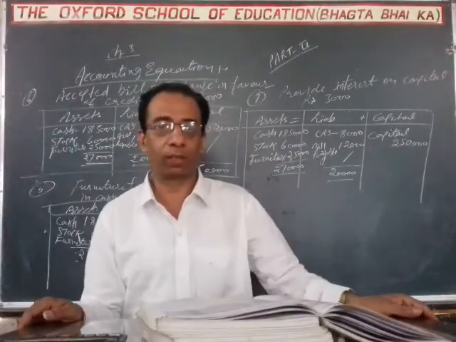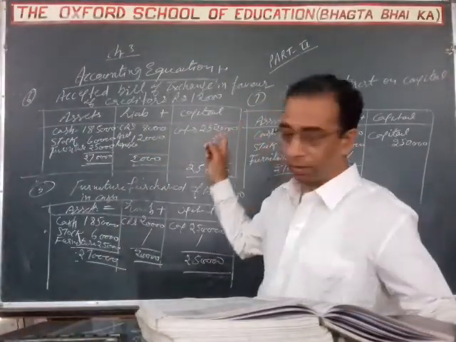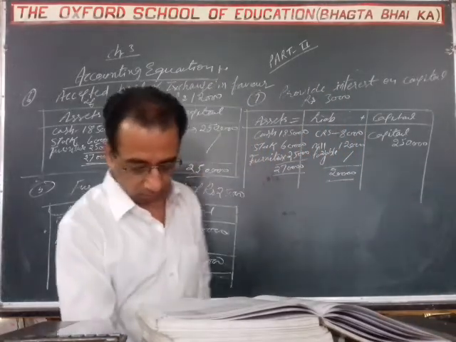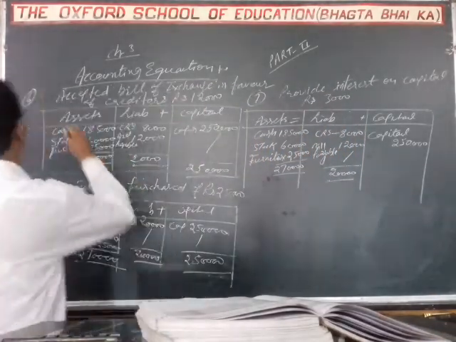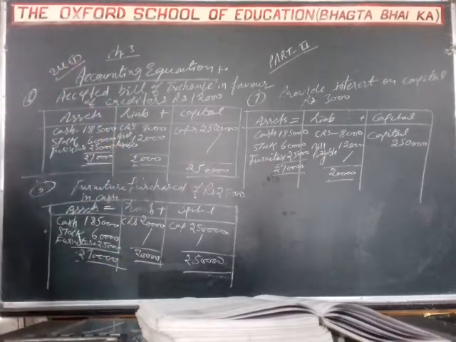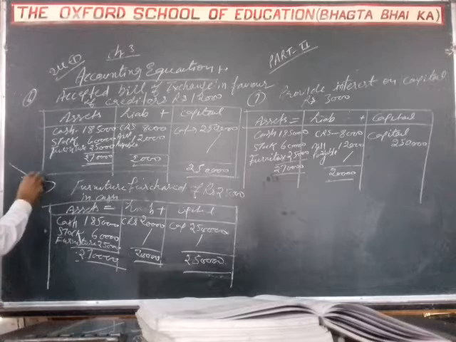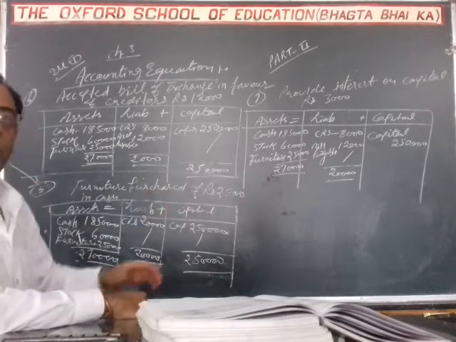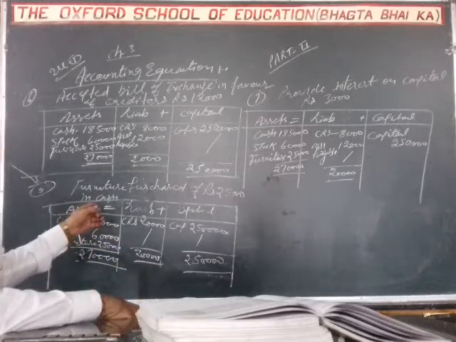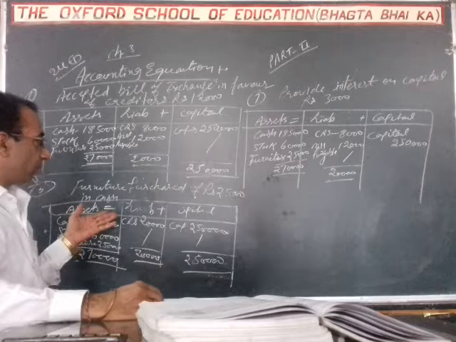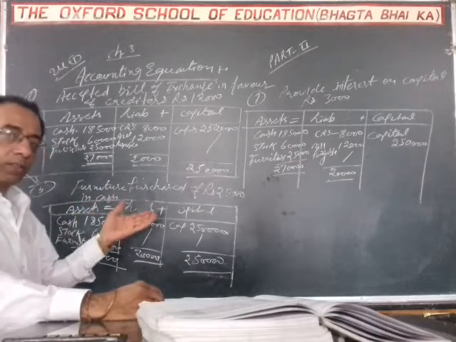Welcome back, student. Let me discuss the second part of example number 1. This is illustration number 1, and we have to start from table number 5: furniture purchase of rupees 25,000 in cash. So we purchase furniture of rupees 25,000.